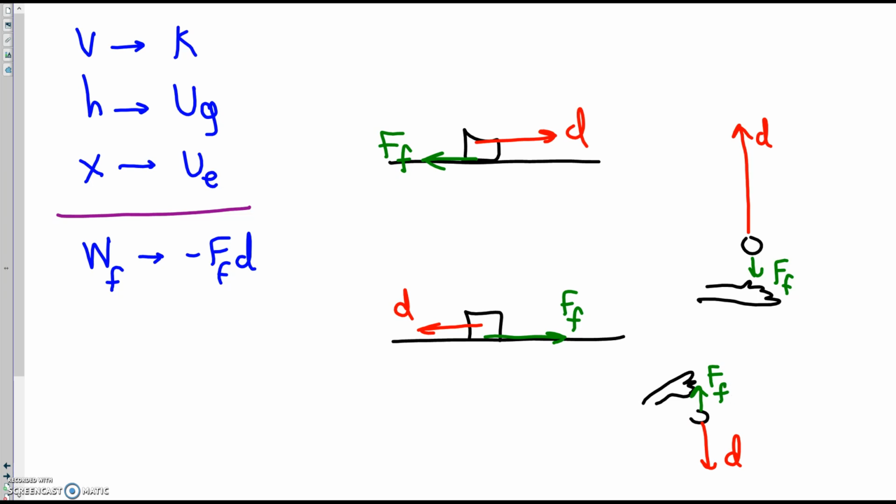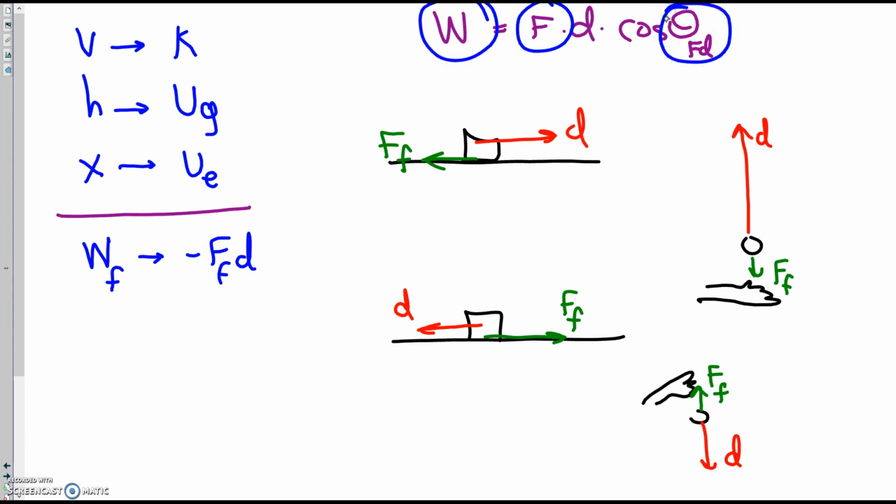In every one of these scenarios, look at the angle between the force and the distance, because after all, work is force times distance times the cosine of the angle between that force you've chosen and the distance. So we're talking about the work of friction. What is the angle between the friction force and the distance? Here, it's 180. Here, 180. 180, and you guessed it, 180. And the cosine of 180 is always negative 1. That's where this negative sign comes from.